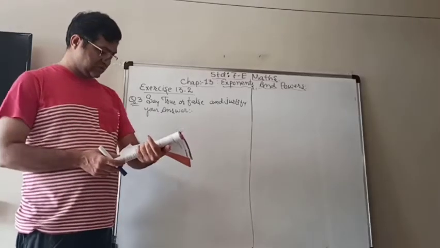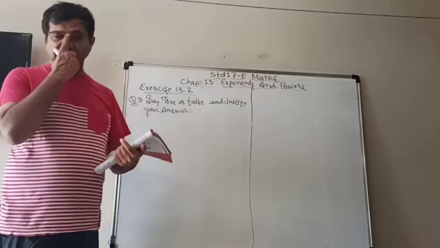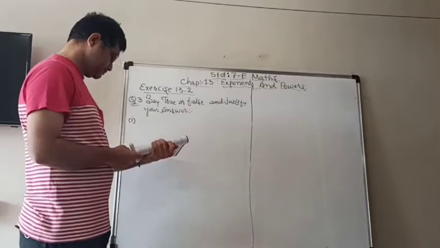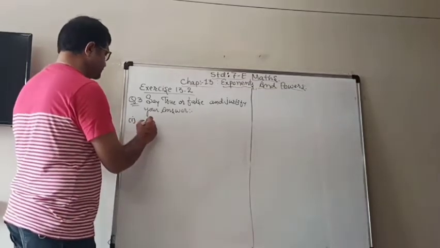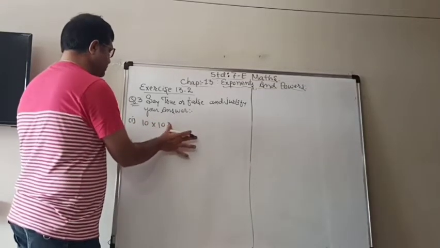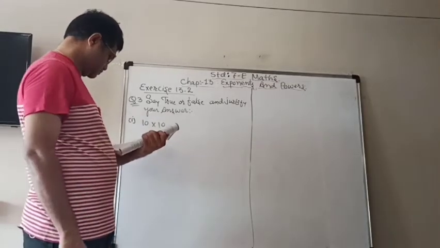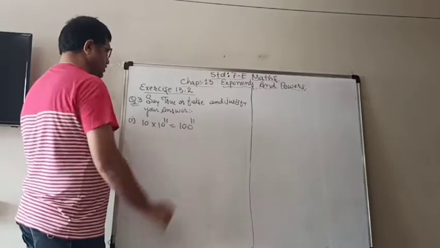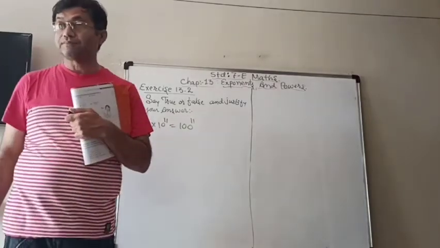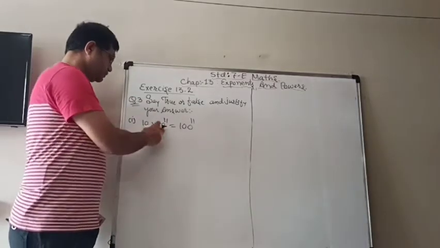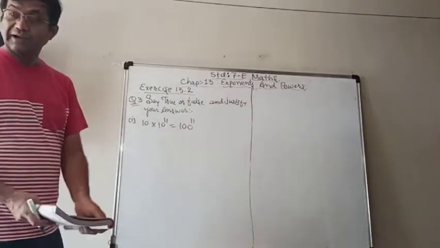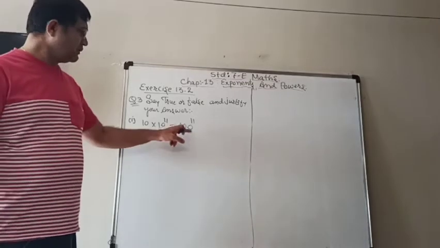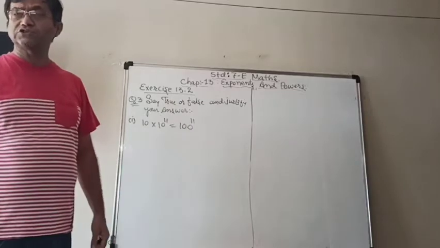Now third question: say true or false and justify your answers. First one, 10 multiplied by 10 raised to 11 is equal to 100 raised to 11. So it looks like it is true. Why? 10 multiplied by 10 is 100, and power 11, so 100 raised to 11. But it is not true.